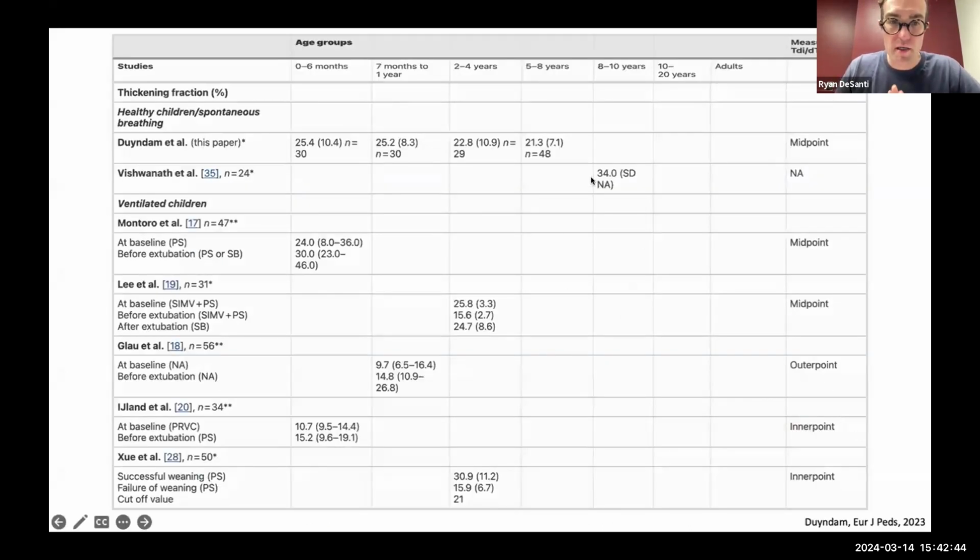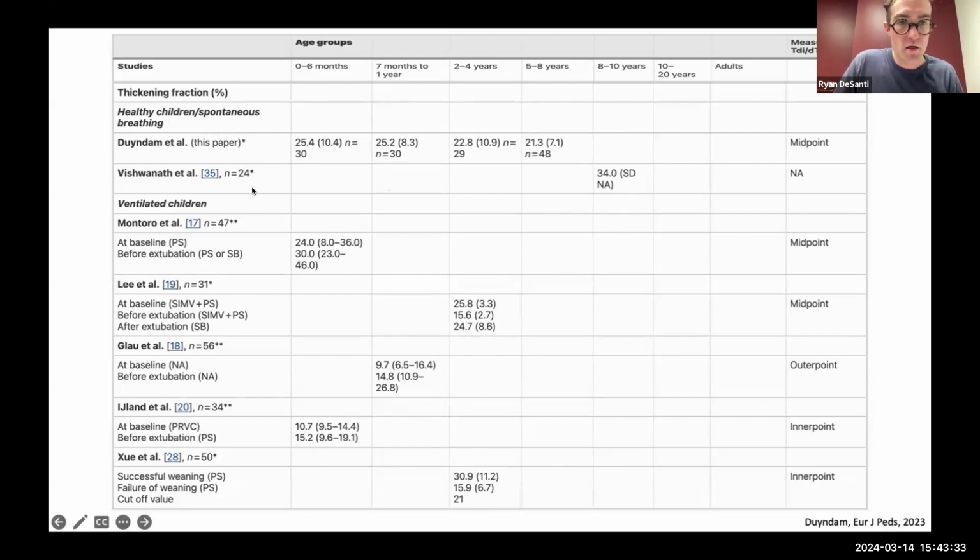And so here's an example demonstrating just the range of studies which have been done and how different authors have looked at different parameters as well as different age groups. So we have the thickening fraction in healthy children spontaneously breathing. One study looked from 0 to 8 years, one study 8 to 10 years, one study 0 to 6 months, one study 2 to 4 years, one 6 months to 1 year, one study 0 to 6 months, and then another study 2 to 4 years. So unfortunately, there's not yet any well-defined parameters or populations in which this has been validated for.